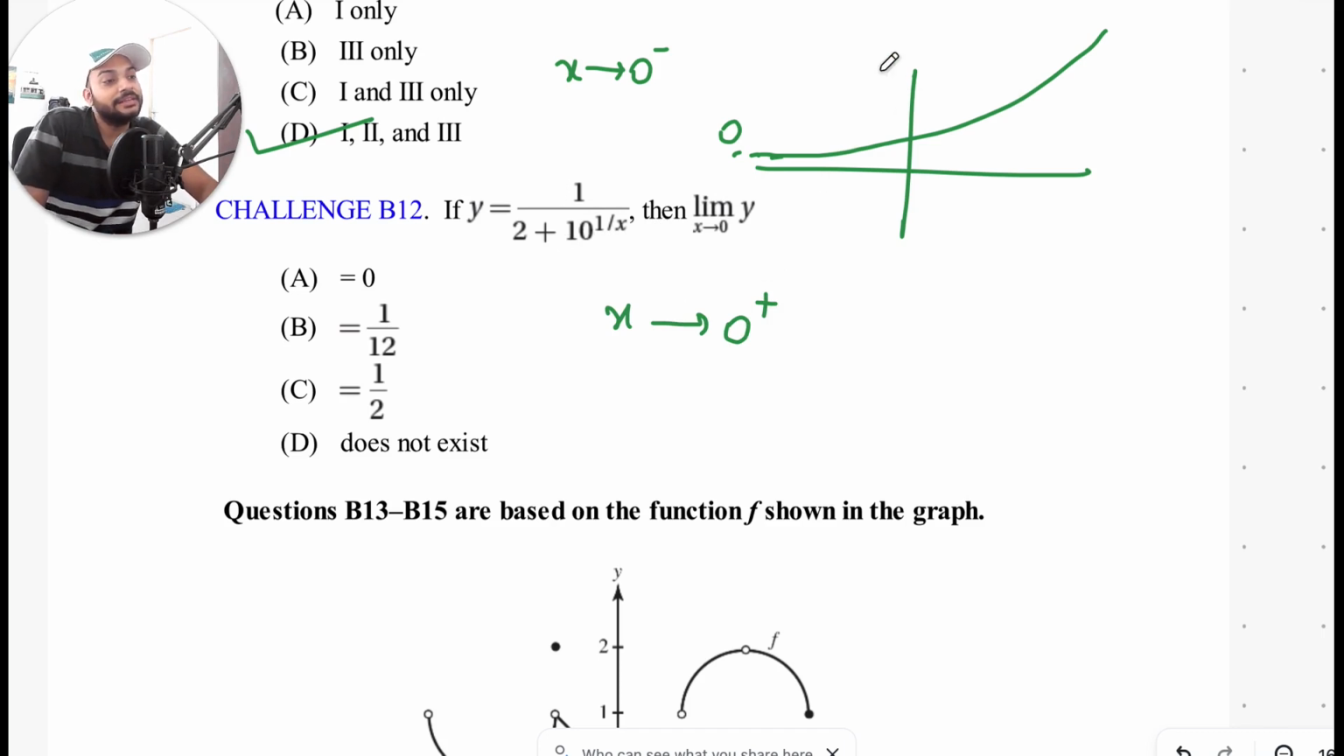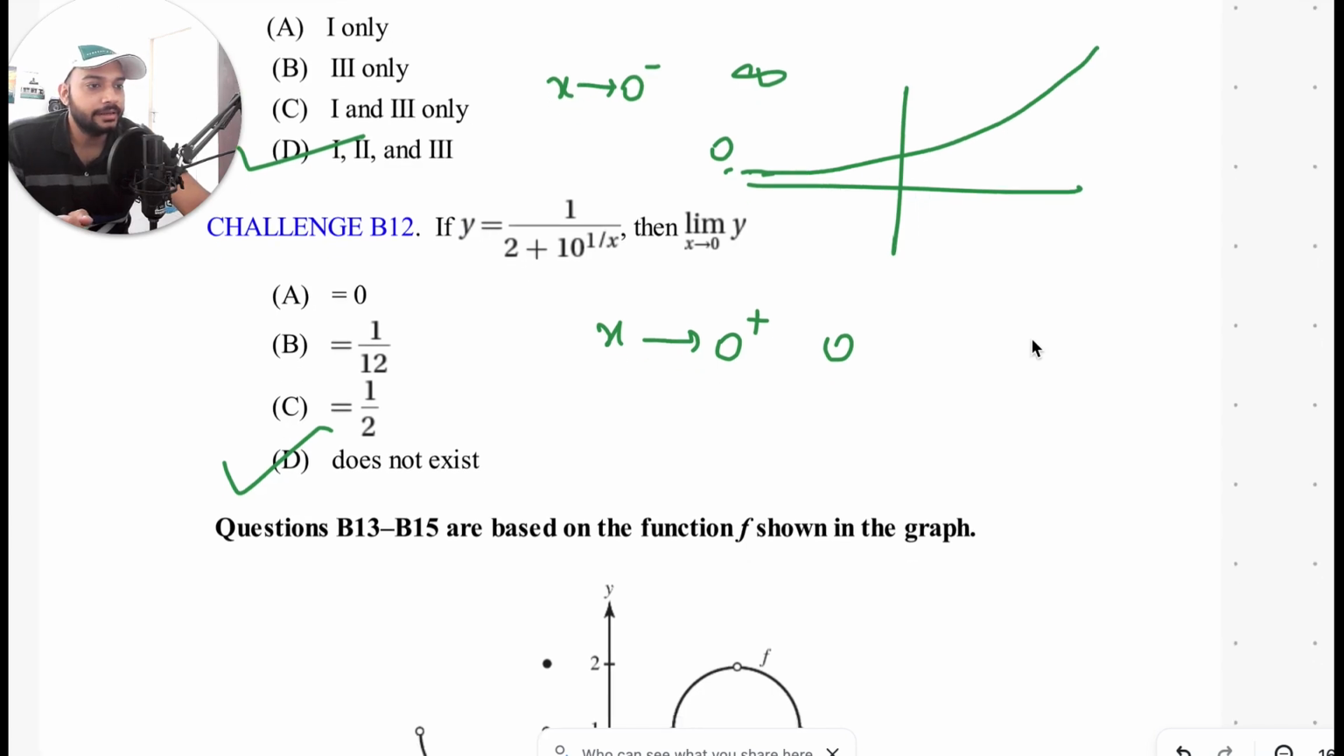10 raised power positive infinity is an infinity. 1 upon infinity is a 0. So here it's infinity, here it's a 0. The limit does not exist. D. Okay. Okay, going ahead.